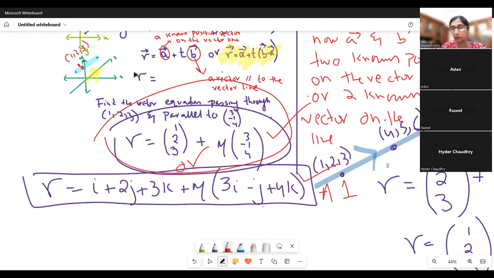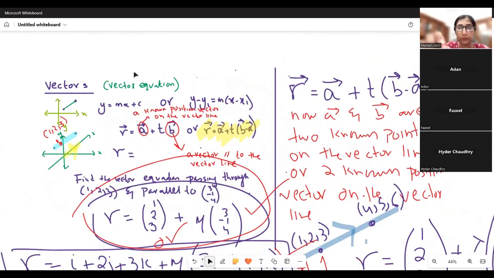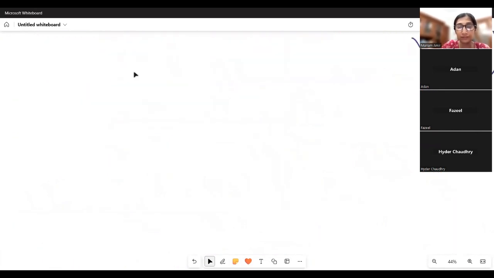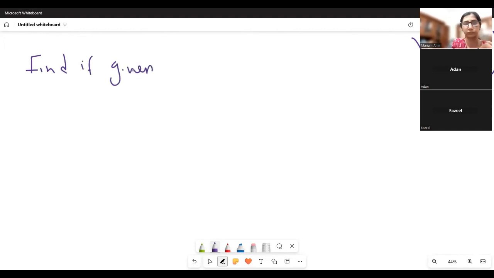Okay. Now so far we've learned how to form a vector equation. Now we're moving on to the second subtopic, which is finding if a given point lies on a vector line or not.